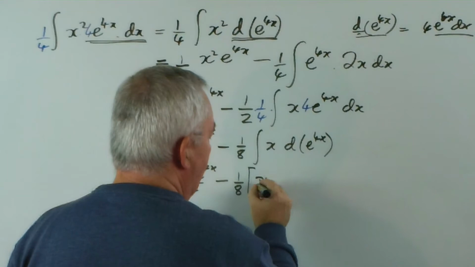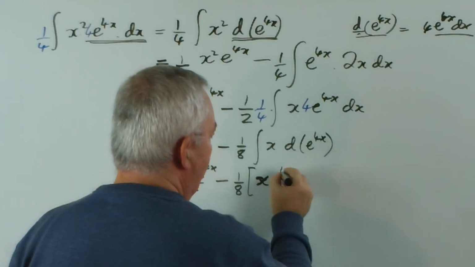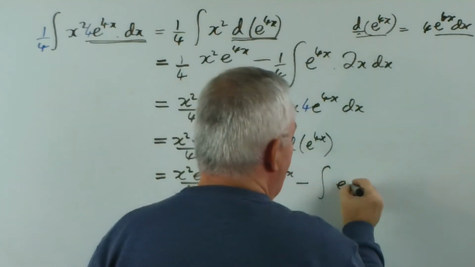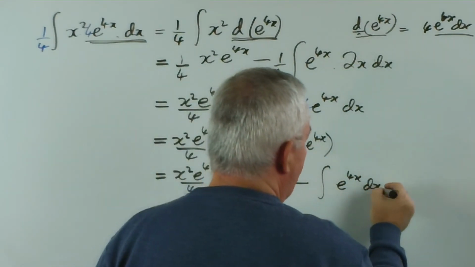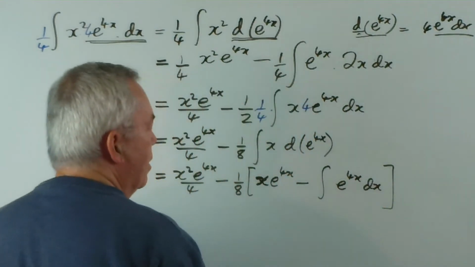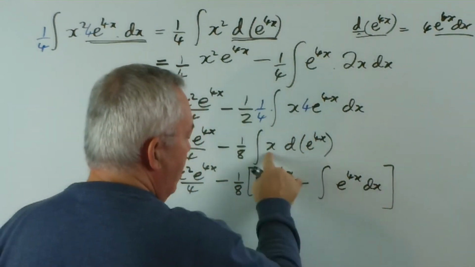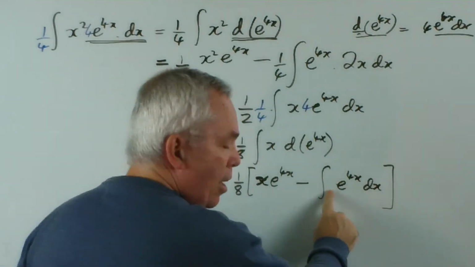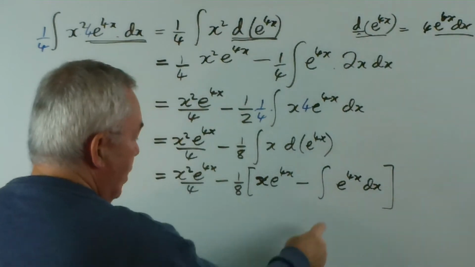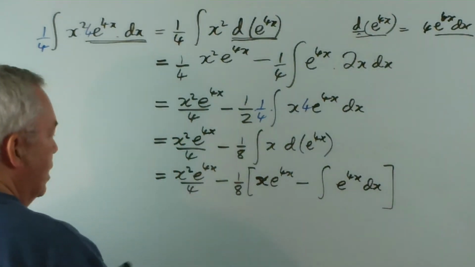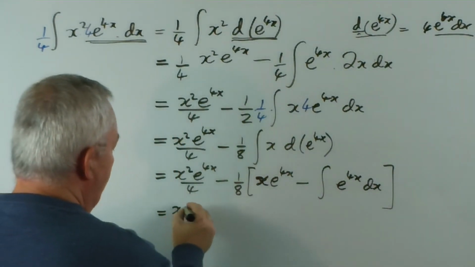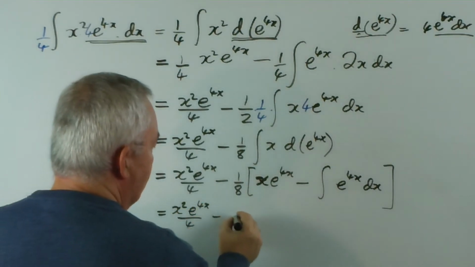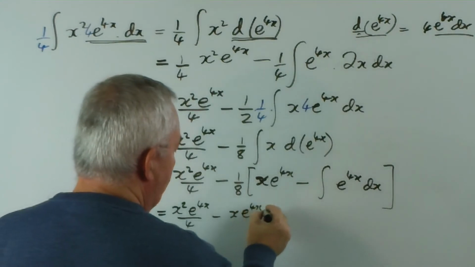We get x times e to the 4x minus the integral, and they swap places again, e to the 4x dx. So that comes out to there, this goes into there and get just dx. And the nice thing now is we have no power of x at the front. So we can actually work this out. Let's do it. This will be x squared e to the 4x on 4 minus x e to the 4x on 8.